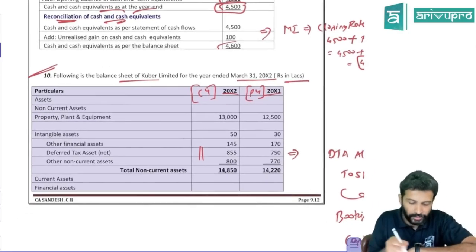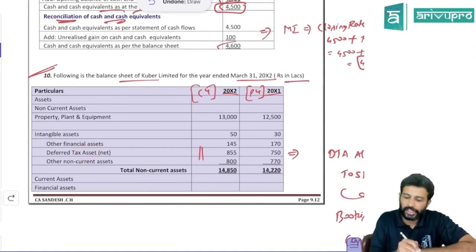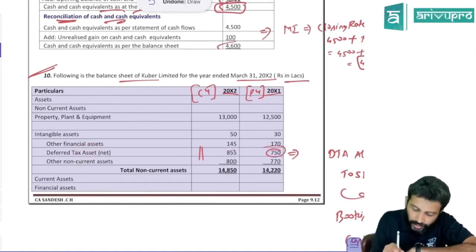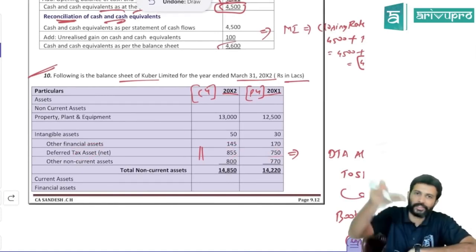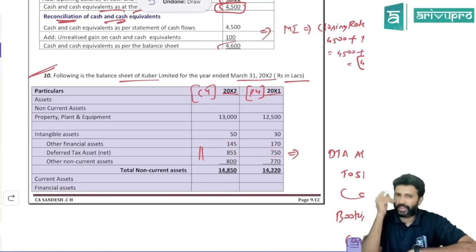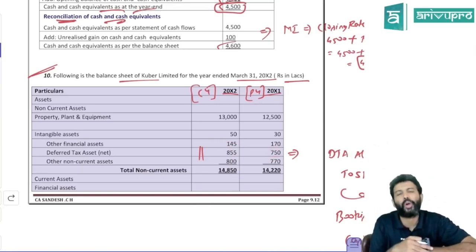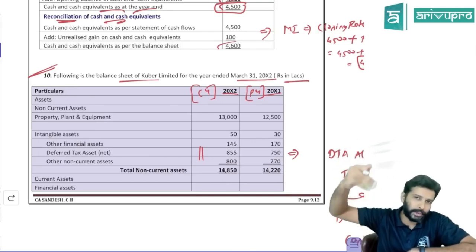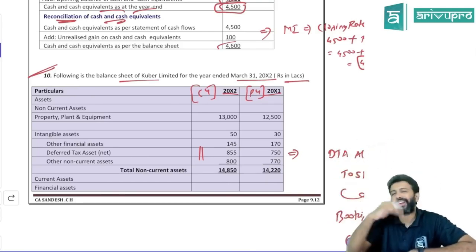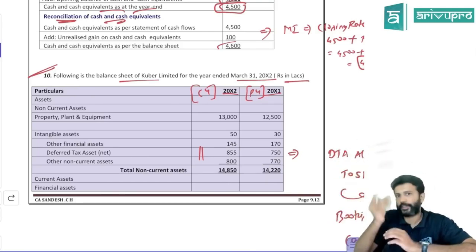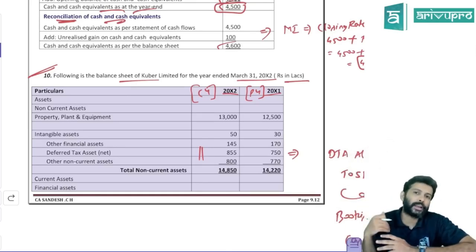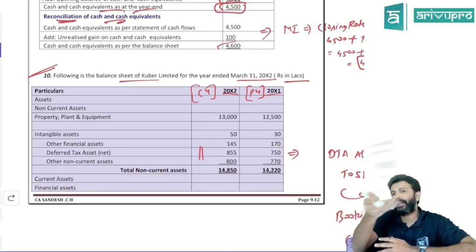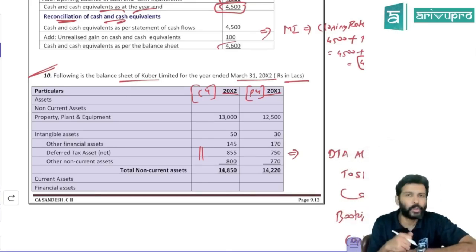Some data they've given, deferred tax asset, that is one catching my eye. Previous year it was 750, now this year it has become 855. Deferred tax asset has increased. So deferred tax asset is also an asset. How do you increase that? By debiting it. So you have to pass the journal entry, DTA account debit. To what, sir? You can credit either OCI if it's OCI related DTA, or you will credit SPL or deferred tax expense if it is SPL related DTA. So we'll have to take a call.